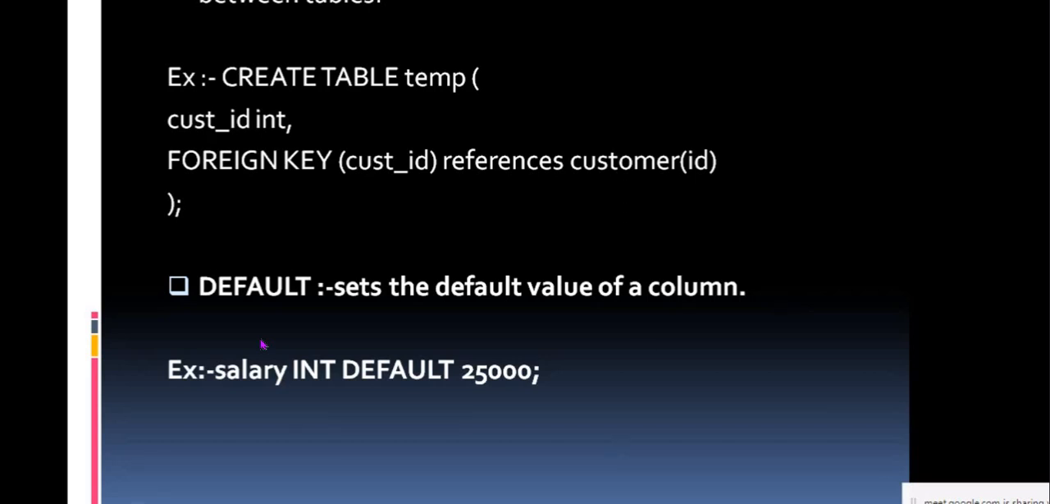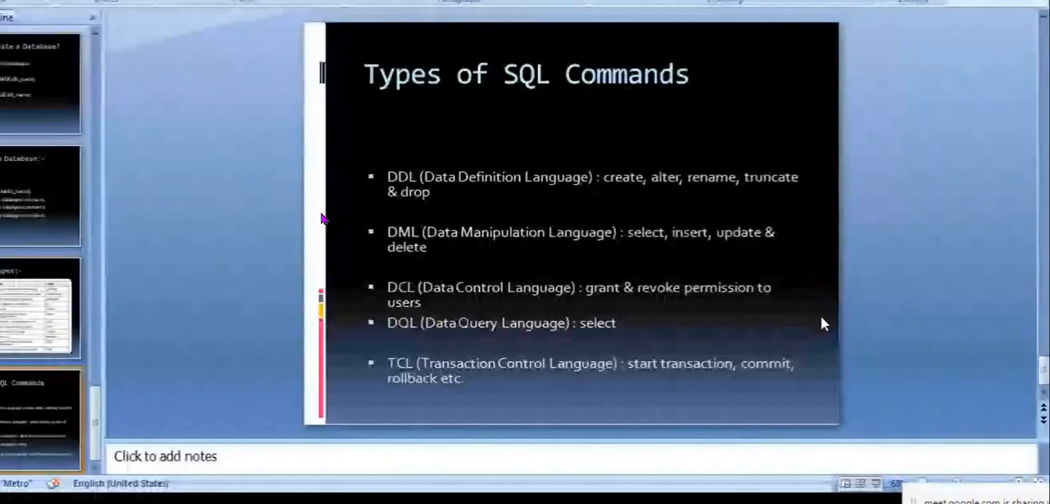The last one is default, that sets the default value of a column. For example, salary int default 25,000. So it is used to set a default value. For example, we have taken an employee table. If you want to add a salary column, and any employee does not know the salary, then by default the salary should be added as 25,000. So this is it. Thank you.